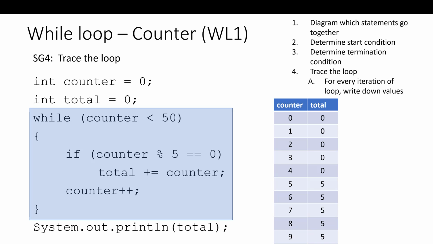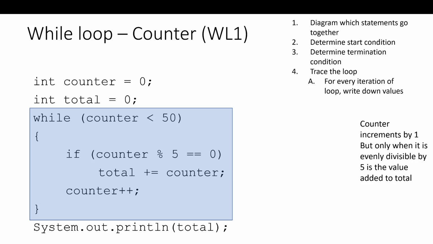0 is evenly divisible by 5. 0 mod 5 is 0. So we add 0 to the total, but it stays at 0. 1, 2, 3, and 4 are not divisible by 5. 5 is divisible by 5, so we add the value 5 to total, and now total becomes 5. 6, 7, 8, and 9 are not divisible by 5, so total stays at 5.